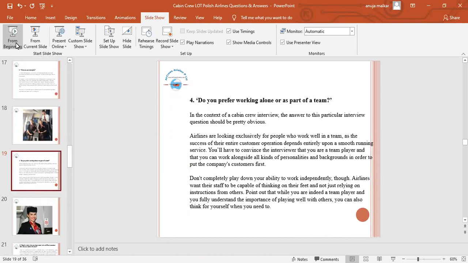Next, the fourth question, and this is also one of the interesting questions. Do you prefer working alone or as a part of a team? Now, this can be a very tricky question. So how to answer this? Don't completely play down your ability to work independently, though airlines want their staff to be capable of thinking on their feet and not just relying on instructions from others. So point out that while you are indeed a good team player and fully understand the importance of playing well with others, you can also think for yourself when you need to. You need to have the qualities of a good team player as well as a strong leader in you. So both are required.